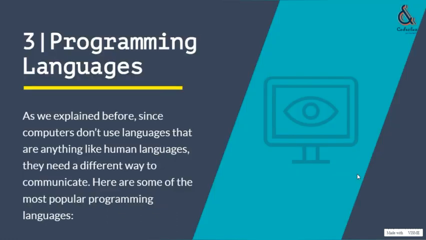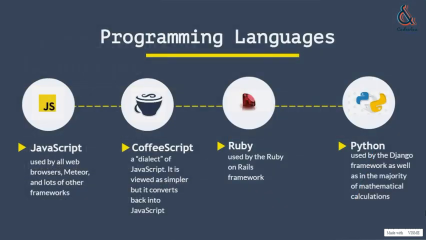So let's get started. As we explained before, since computers don't use languages that are anything like human languages, they need a different way to communicate. Here are some of the most popular programming languages. JavaScript, which is used by all web browsers, Meteor, and lots of other frameworks. CoffeeScript is a dialect of JavaScript. It is viewed as simpler, but it converts back into JavaScript.